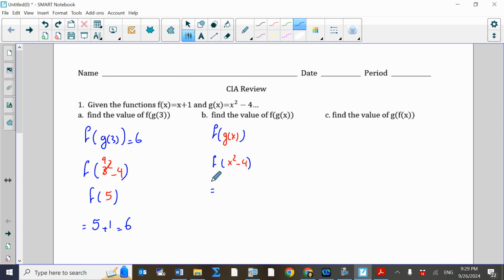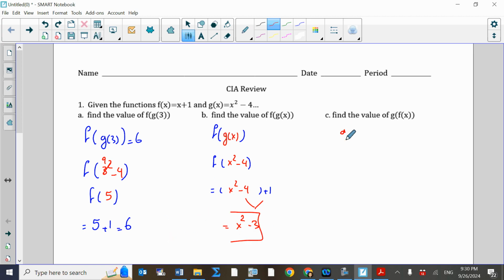So g of x is going to replace the x for f of x. What was the formula for f of x? It was supposed to be x plus 1, but what is my new x? It's x squared minus 4. Now I can simplify this. Negative 4 and 1, combine them with negative 3, and x squared is just going to come here. And this is the answer.